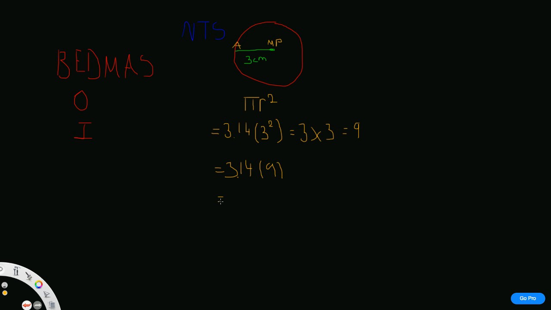Next, we times 3.14 by 9, which equals 28.26 centimeters, don't forget the units, squared. We put squared because area uses squared while volume uses cube. This answer shows the area of this circle. This answer is how much there is inside this entire circle.